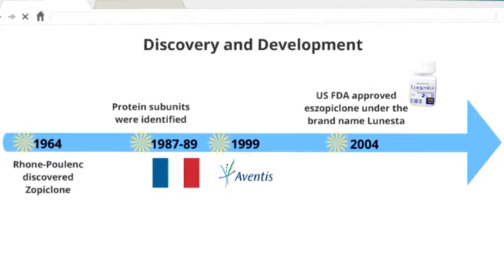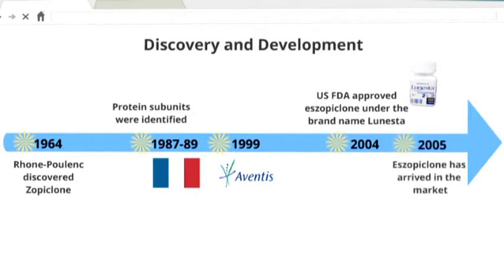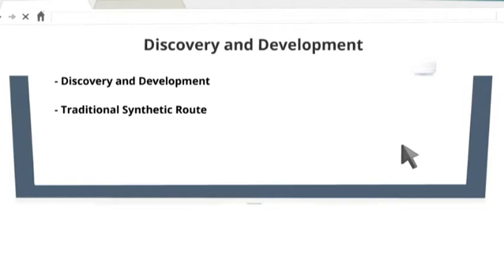This was after around 24 clinical trials that included more than 2,700 adults and elderly subjects, as well as data from more than 60 preclinical studies. In 2005, S-zopiclone, the active S-enantiomer of zopiclone, arrived in the market. It's supposed to have equivalent efficacy with racemic zopiclone and possibly fewer side effects than that of zopiclone.